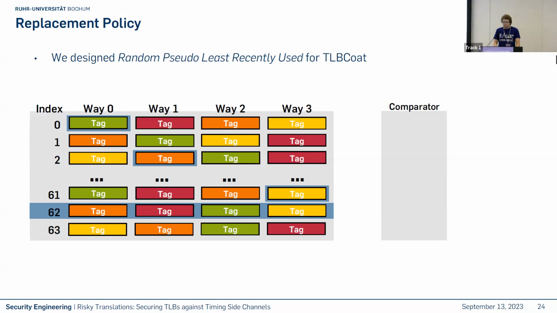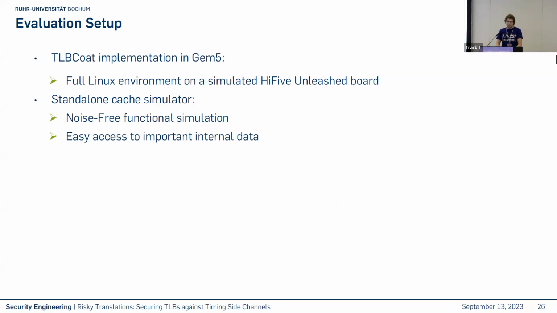And this is a good approximation, and it's actually feasible to implement in hardware. So let's talk a bit about security and performance of TLB-Code. In order to evaluate TLB-Code, we implemented it in two ways. First of all, in gem5, a state-of-the-art computer architecture simulator. Here we performed a simulation of a full Linux environment on a simulated RISC-V 64-bit board.